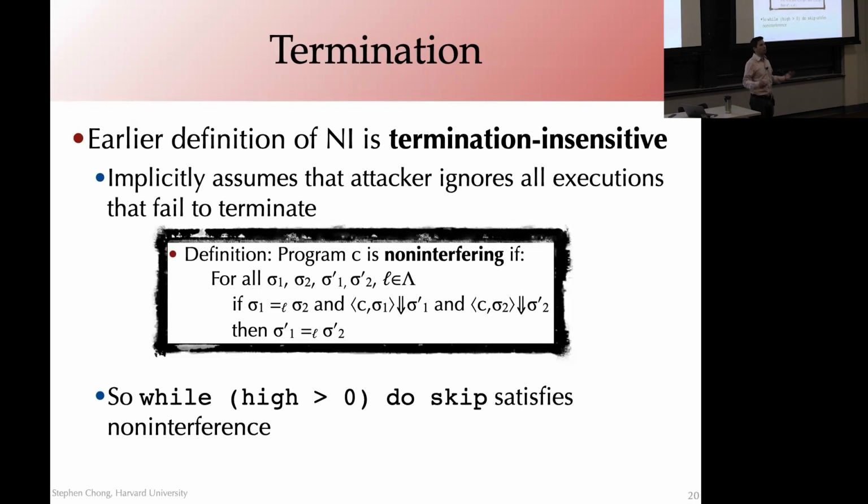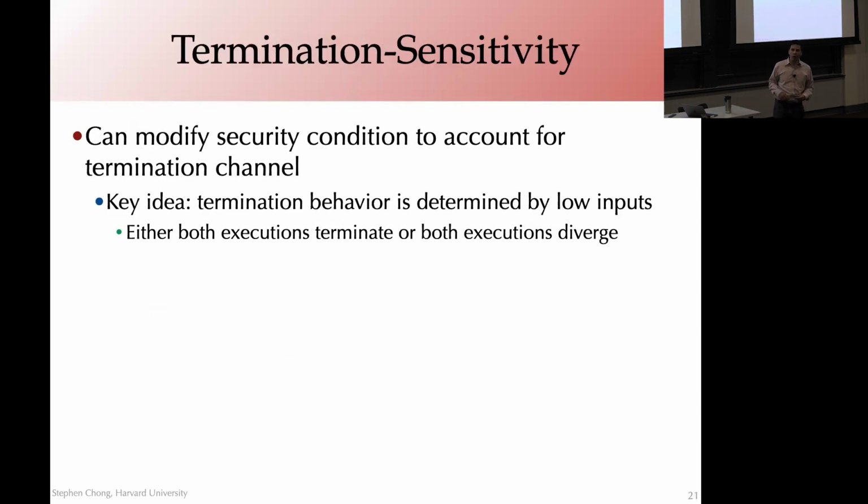So of course, we can modify our definition of non-interference to account for this side channel, this termination channel. The key idea is that we want to make sure that the termination behavior of our system is determined by the low inputs. That is, given two initial stores, sigma 1 and sigma 2, that are L equivalent, either they both terminate or they both diverge.